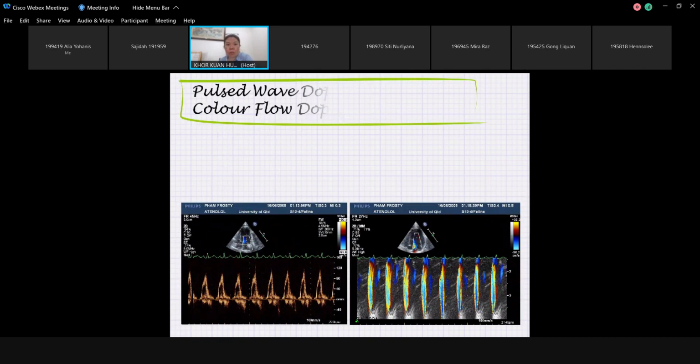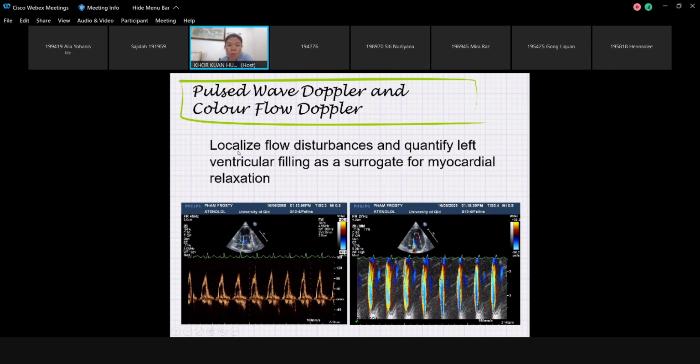Okay. So this is pulse wave Doppler or color flow Doppler. Pulse wave Doppler will localize the flow disturbance and quantify the left ventricular filling as a surrogate for myocardial relaxation. So often, I will do until here. In our machine, I can only do until this particular image and not really this. And you don't have to worry about this one because this one is often more for research purposes.